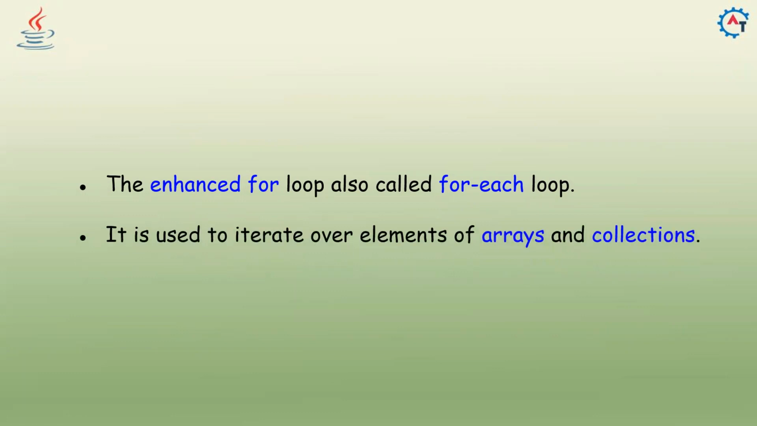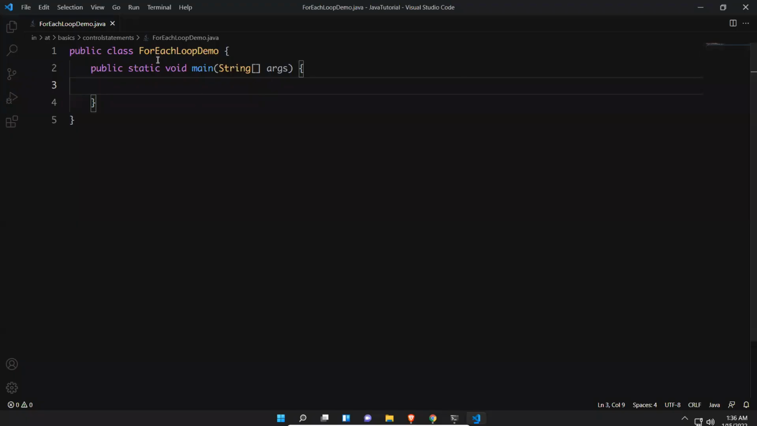Arrays we have seen, but collections we have not seen till now. Once we come to the collections part, we will discuss these things also. But with arrays we have seen, by taking one array, we'll try to explain this. So we'll go to Visual Studio Code. I have created one class called ForEachLoopDemo.